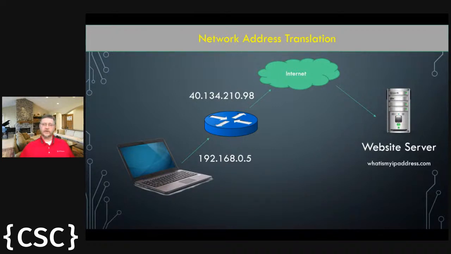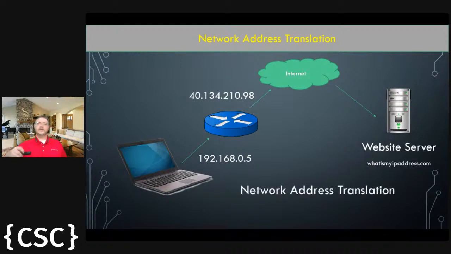Because when we're going out to that website, that packet of that request going to the web server is getting through the router, and the server that is taking that public traffic knows that your address is 40.134.210.98. It cannot be 192.168.0.5 because that's internal only, and that's not a routable address.